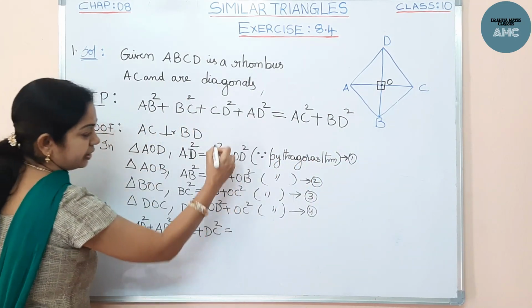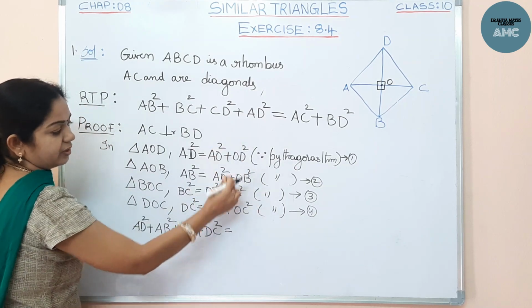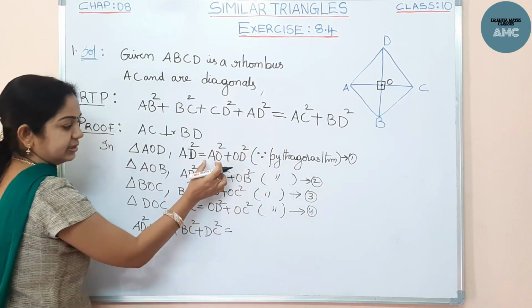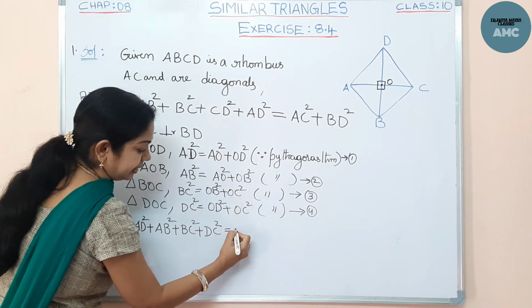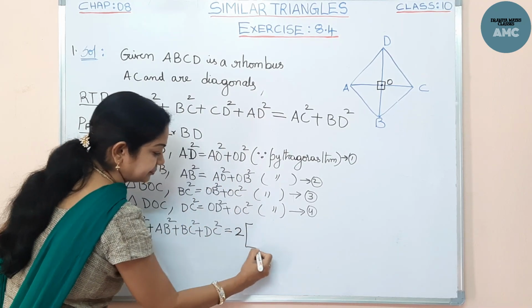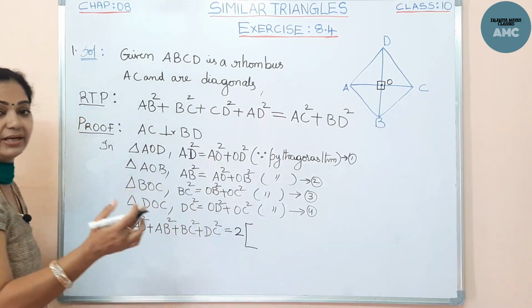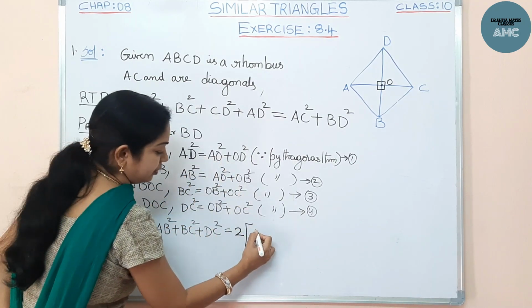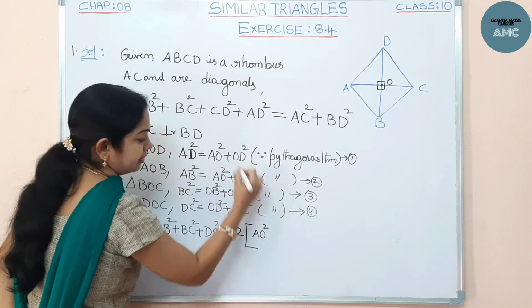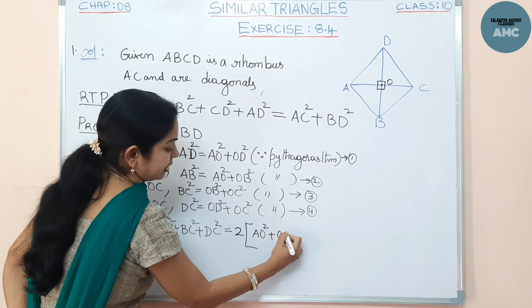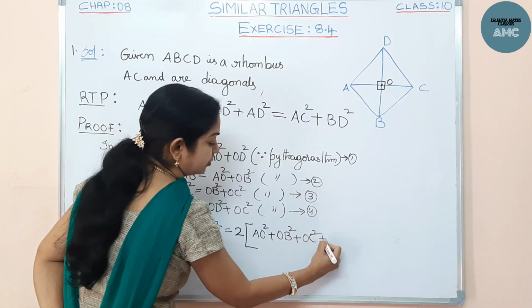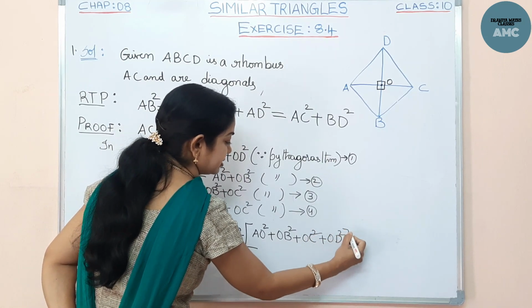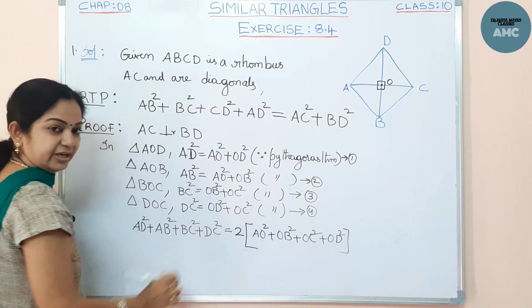Before adding all the 4, see here, what are common? AO and AO here. So let me take 2 outside, so that I don't need to write again and again. Once I'll write AO square, next I'll write OB square, then I'll write OC square, then I'll write OD square. That means 2 are there, 2 I have taken out.